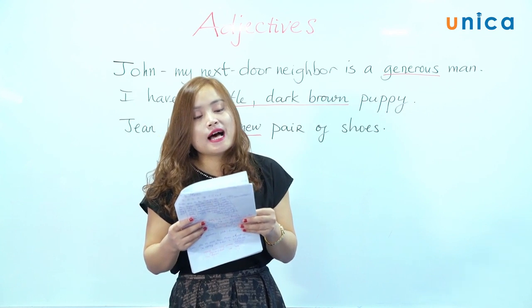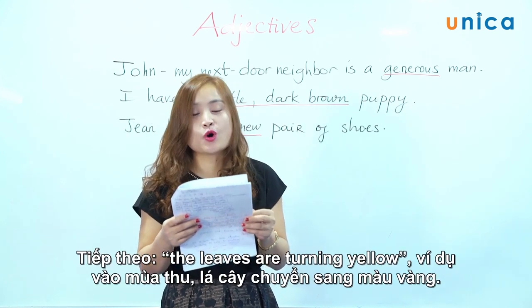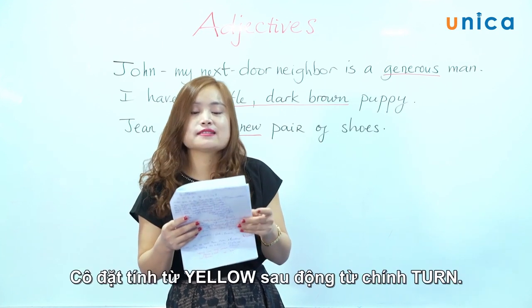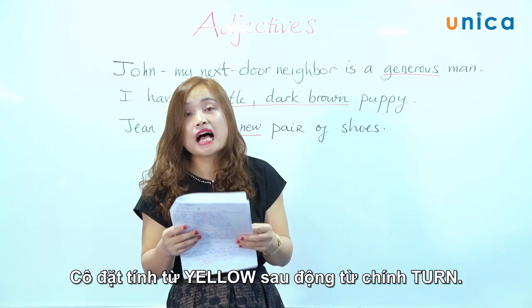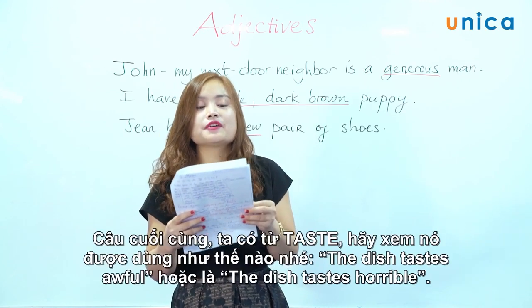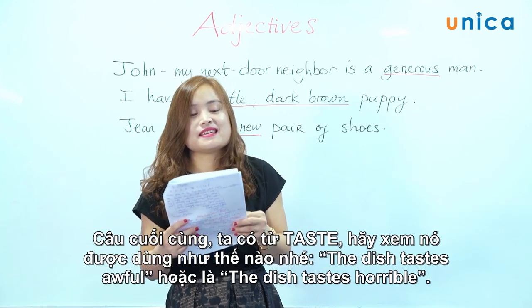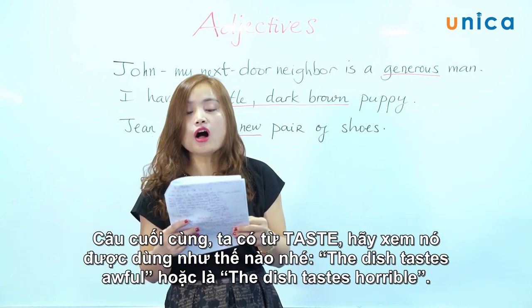And the next one: The leaves are turning yellow. For example, in the autumn, you can see all the leaves are turning yellow or red. So we place the adjective yellow after the main verb turn. And the very last one, we have the word taste. Let's see how it is used. The dish tastes awful.